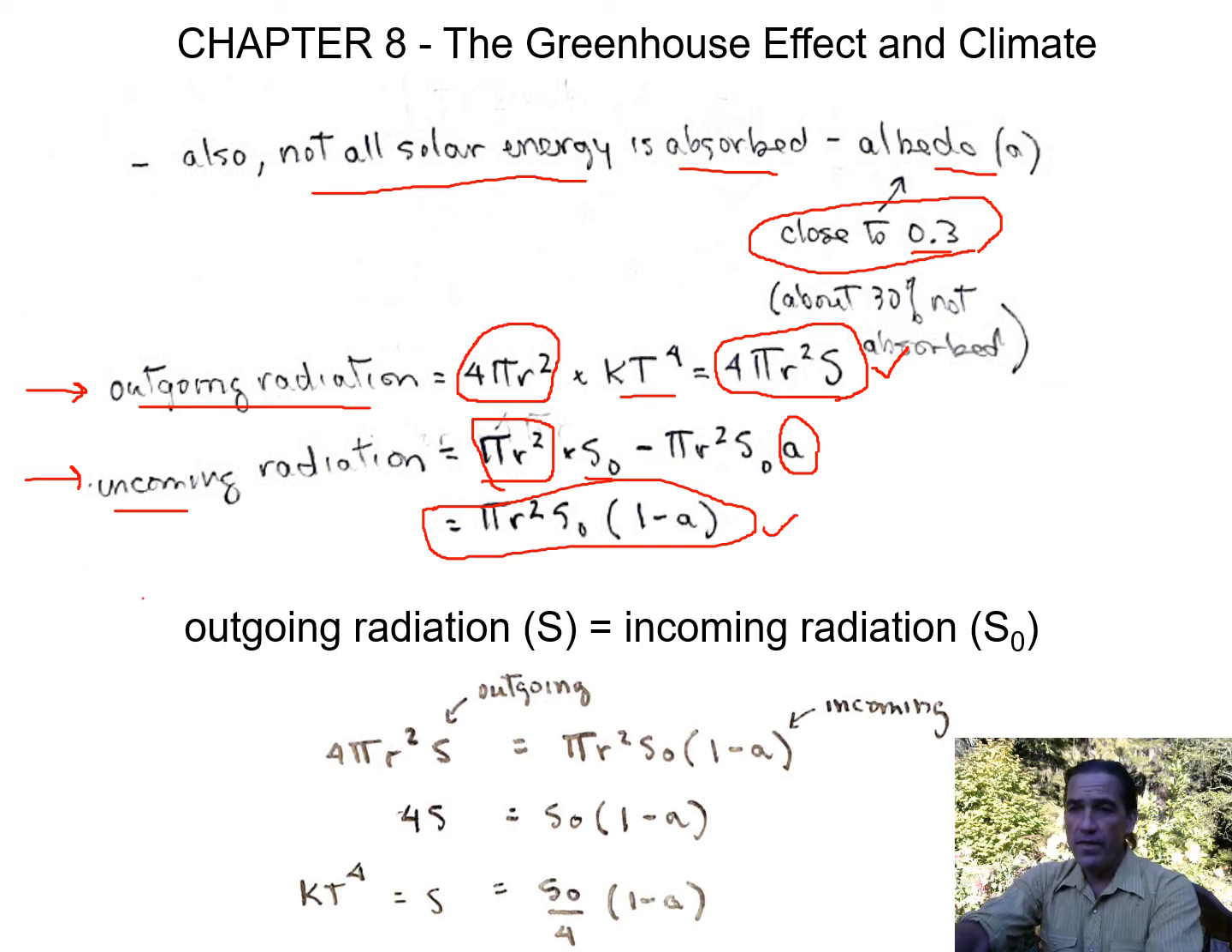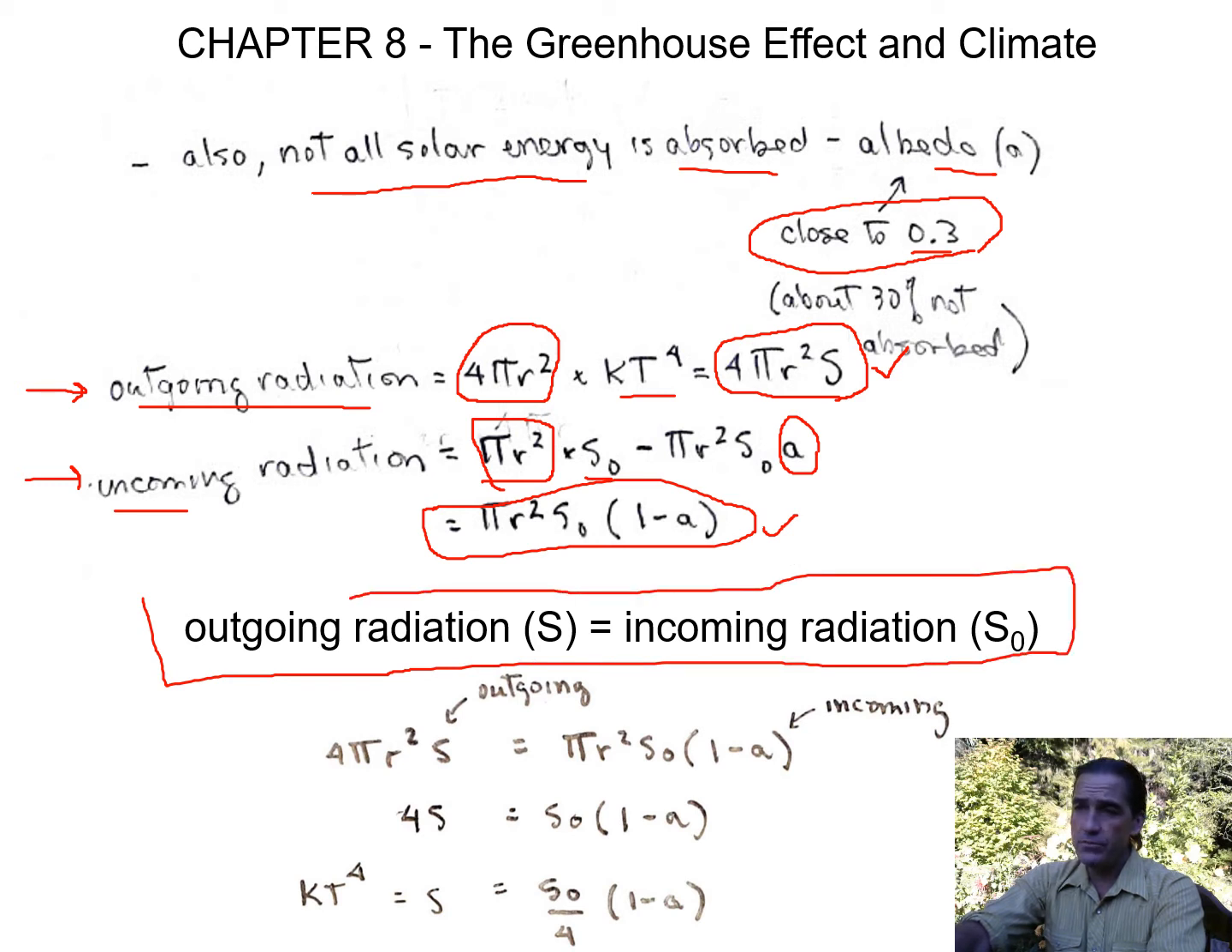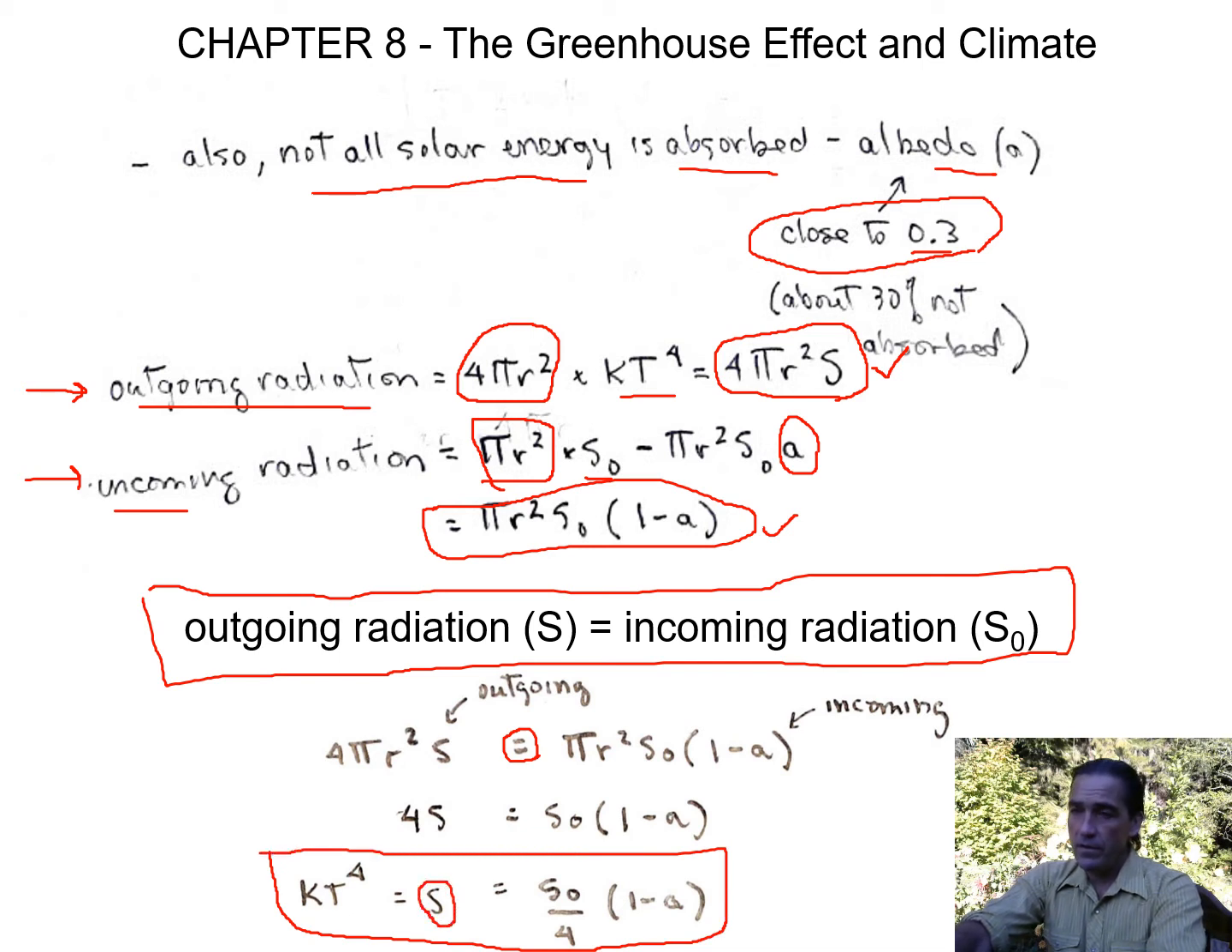Now we know that what comes in must go out. And so we have this relationship as well. And so we put the two terms equal to each other and we simplify. And now we have a new relationship between what is outgoing and what is incoming. And again, getting back to the Stefan Boltzmann's law, S is equal to K temperature to the fourth.